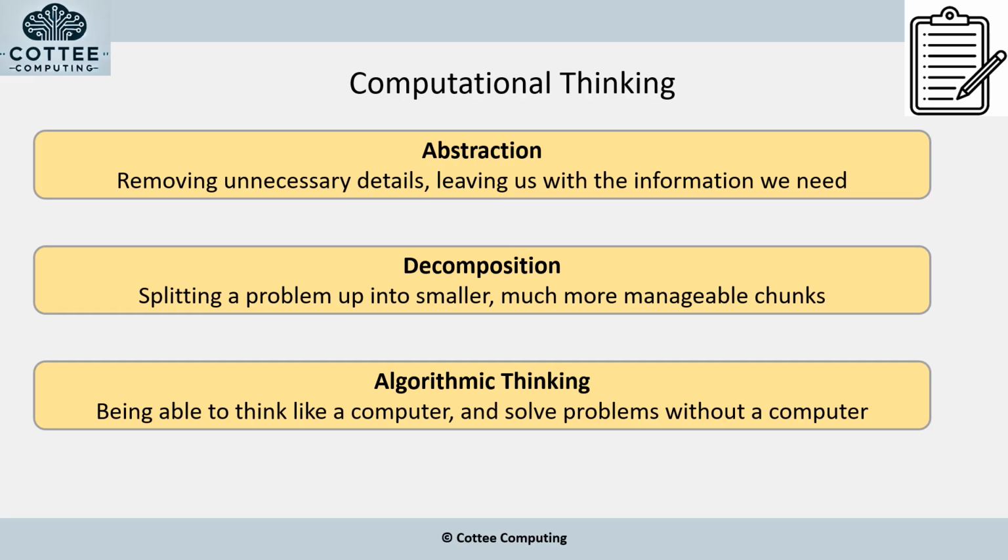Algorithmic thinking is basically being able to think like a computer and solve problems without use of a computer. So when we do our coding by writing it down on a piece of paper, that is essentially it.